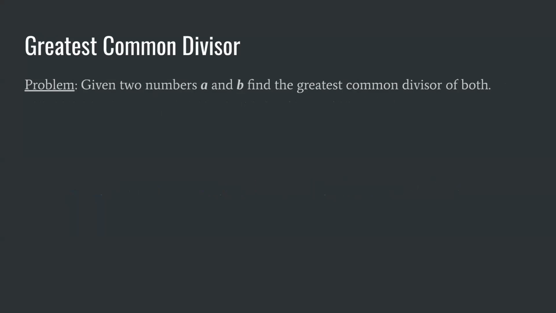So the first problem that I would like to discuss is finding the GCD of two numbers. Suppose you have two numbers A and B, and you have to find the greatest common divisor of both. So how do you proceed? Like, how do you start approaching the problem? So next slide.